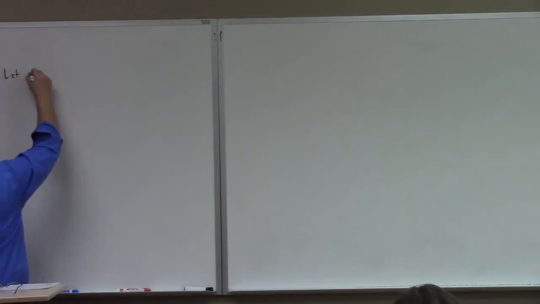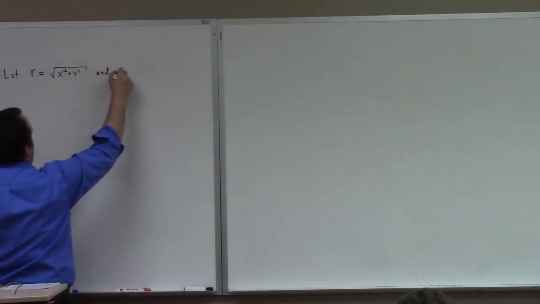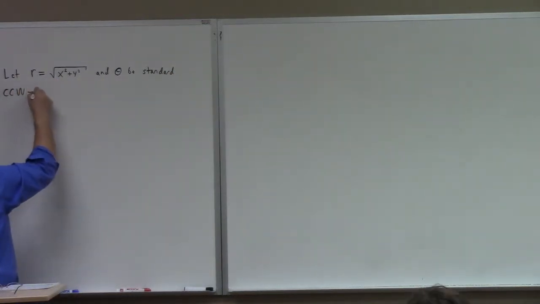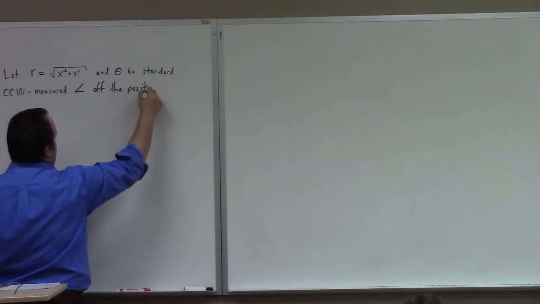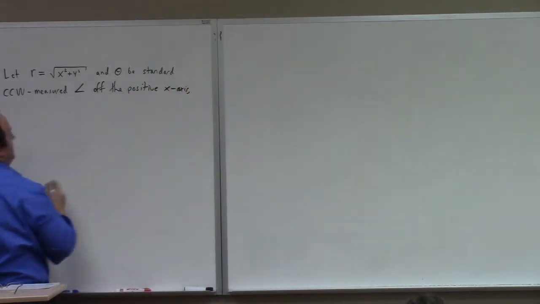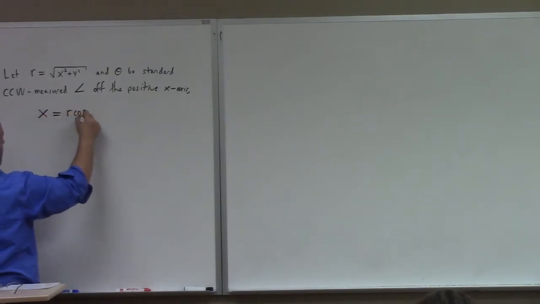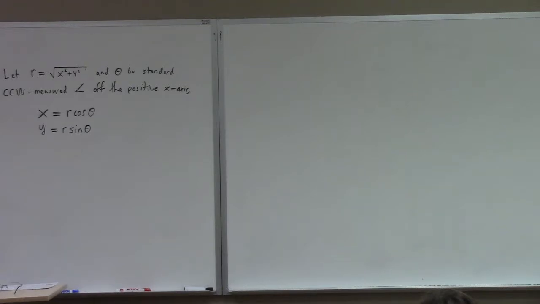So we can let r equal the square root of x squared plus y squared, and theta be the standard angle, the counterclockwise measured angle off the positive x-axis. All right. Given that setup, the relation between r and theta and x and y is as follows. x is equal to r cosine theta, y is equal to r sine theta. These are polar coordinates. Now, the neat thing is, while I have started by drawing this point in quadrant 1, these formulas continue to make sense in quadrants 2, 3, and 4, right?